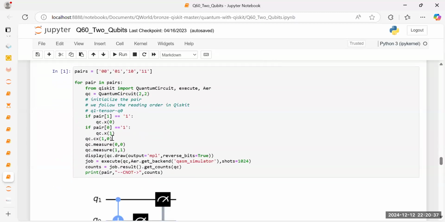And this is how we make use of it in our circuits. So CX here represents our CNOT operator. And the first parameter here is the location of our control qubits. And the second parameter is the location of our target qubits.